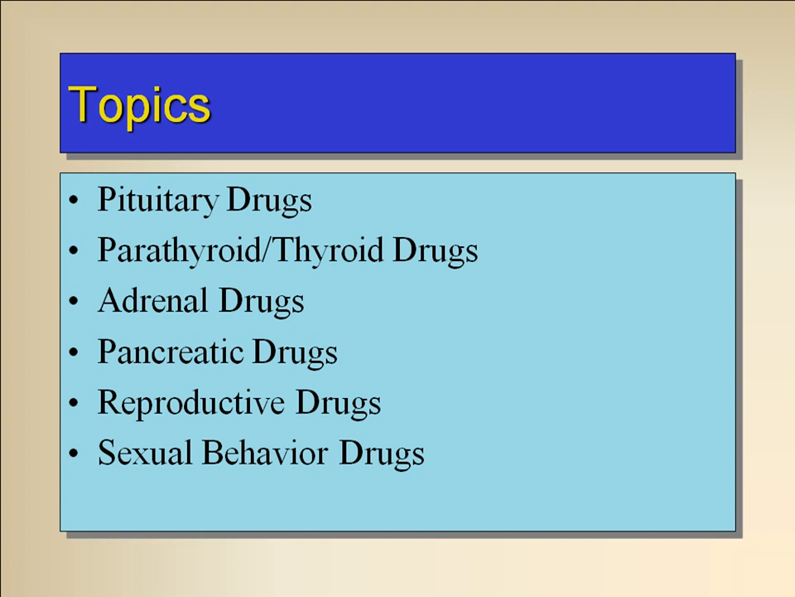Parathyroid and thyroid drugs. So where's your thyroid and parathyroid? Right, here in the neck. Excellent. Those regulate the thyroid stuff, metabolism, and body temperature. Absolutely.